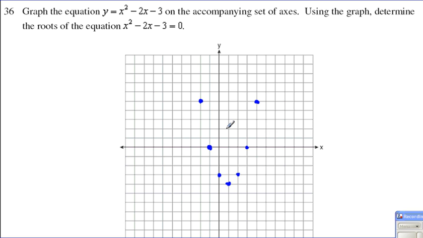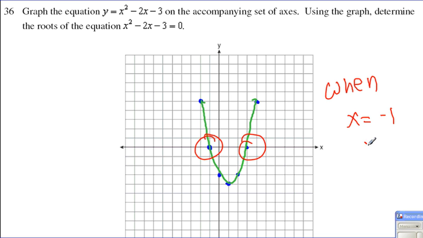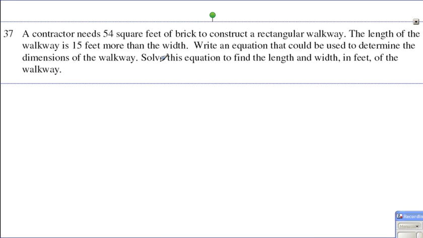So when you sketch that, as you're attempting to sketch, you would have realized something like that, and then our answer roots are right over here, which was when x equals negative 1 and when x equals 3. Alright. So now next question.